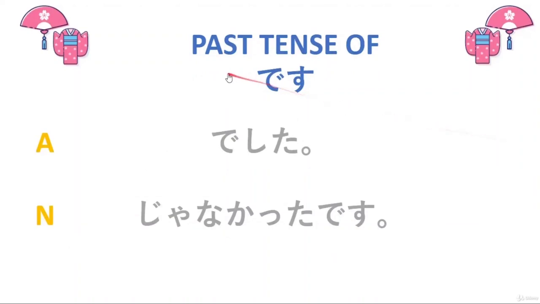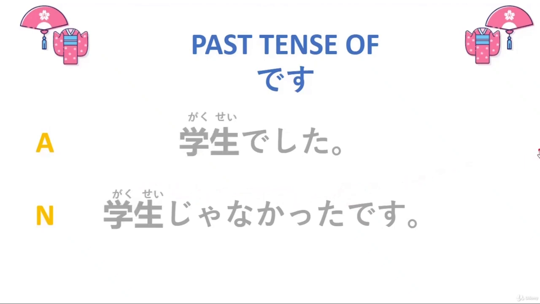Now, we have one more verb that we use very often. It's this, which means is, are, am. So the past affirmative of this would be でした。And past negative would be じゃなかったです。Very good. Example sentence. 学生でした。Was a student. 学生じゃなかったです。Wasn't a student.